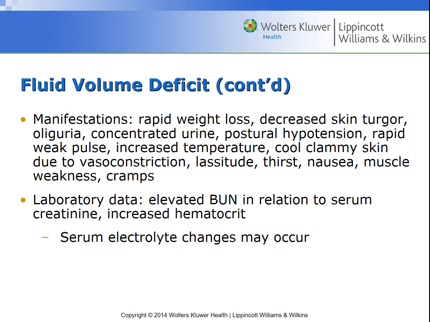The cool clammy skin is because your body is trying to conserve whatever it does have into the core of the body, so it's going to vasoconstrict everywhere else. The patient should, if things are going well, actually be thirsty, because based on homeostasis, their body is trying to fix the problem. The muscle weakness and the cramps are either, one, lack of circulation, or two, if they've lost enough fluid and electrolytes, based on what you learned on 246 and 247 as far as potassium and sodium, you start having muscle cramps because those are symptoms of lack of specific electrolytes.